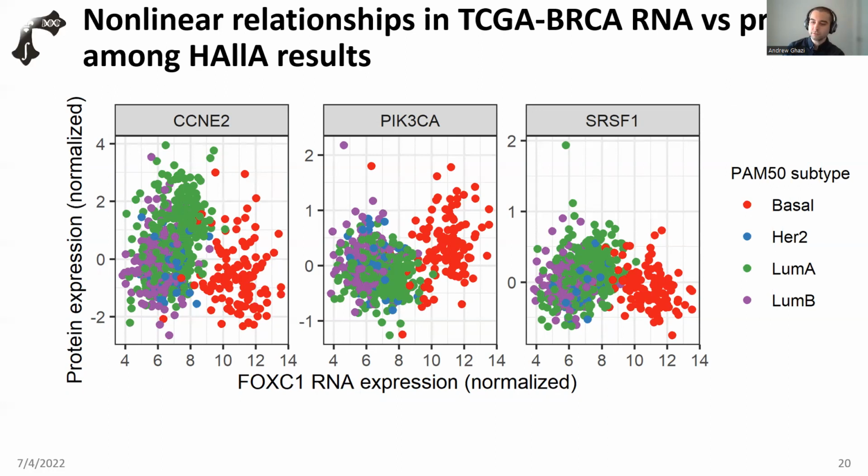So in principle, one could have found this with mixed effects models, but that gives you an impossibly large model space to explore when you consider the number of combinations of RNA and protein features that you need to look at. Whereas with HAllA, this was quite easy to find.